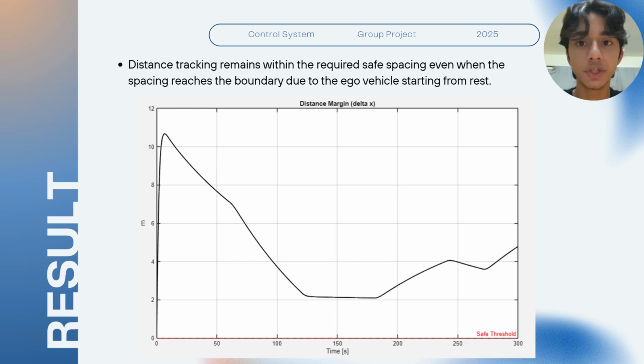The acceleration and jerk remain within comfortable limits, and the distance tracking shows that the ego vehicle does not violate the required safe spacing, although the spacing reaches the boundary value at one point. This is expected because the ego vehicle starts from rest, while the lead vehicle is already moving.